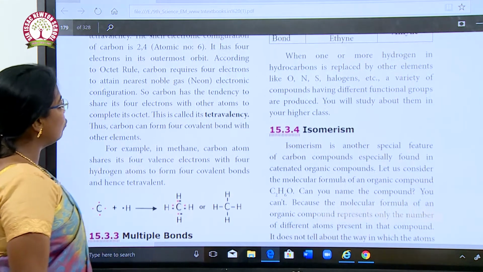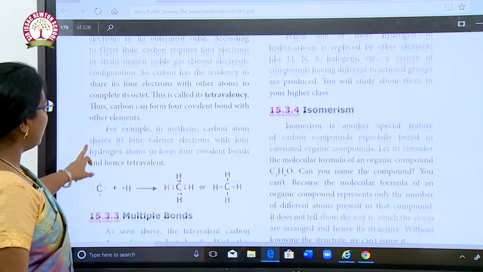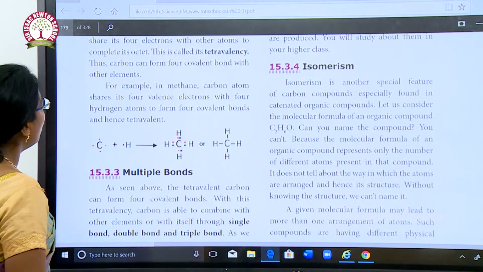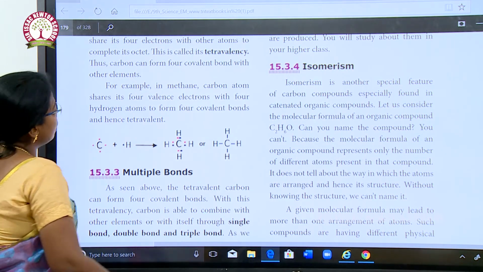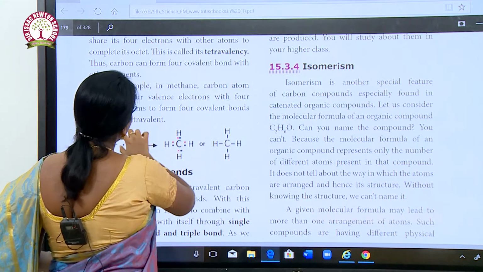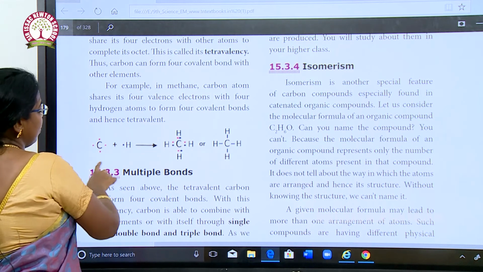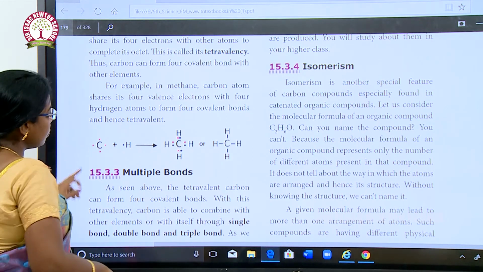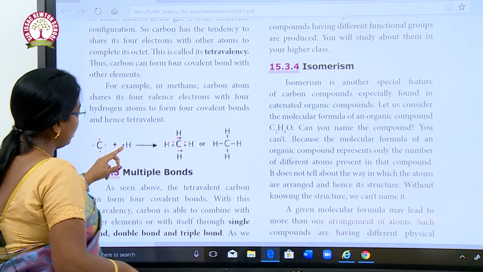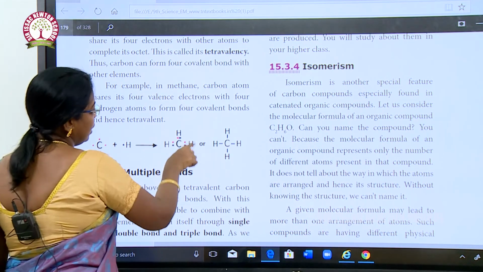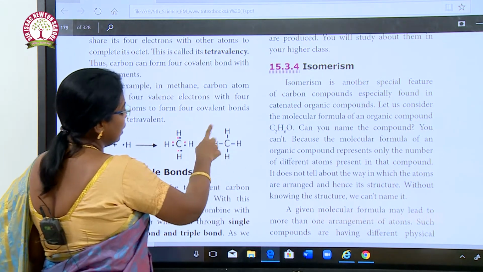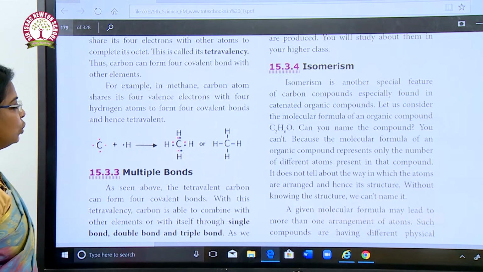Thus, carbon can form 4 covalent bonds with other atoms. For example, in methane, the carbon atom shares its 4 valence electrons with 4 hydrogen atoms to form 4 covalent bonds, and hence is tetravalent. See here, the valency of carbon is 4, and it is bonded with hydrogen. This is the tetravalent nature of carbon.